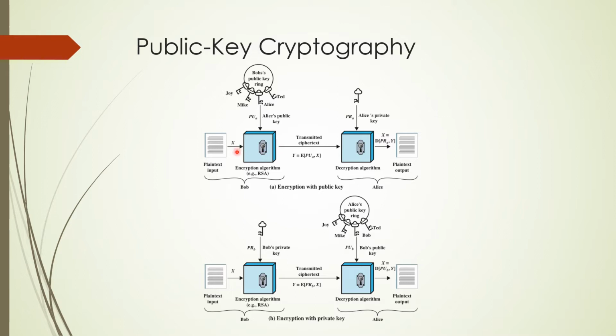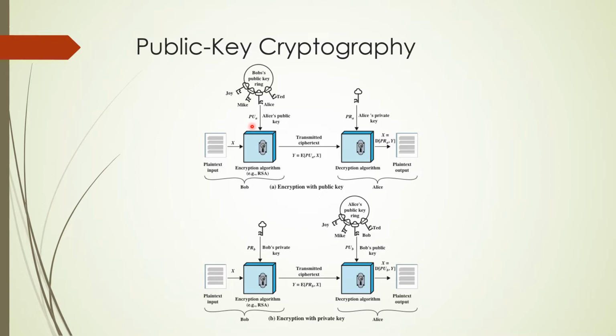Imagine the original message, the plain text, is X, and Bob wants to send X to Alice, but not in plain text, in ciphertext. What Bob does is run the encryption algorithm, which in this case we assume is RSA, on the plain text X using the public key of Alice.